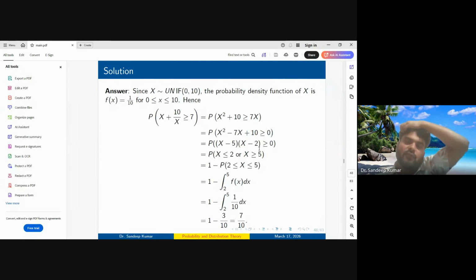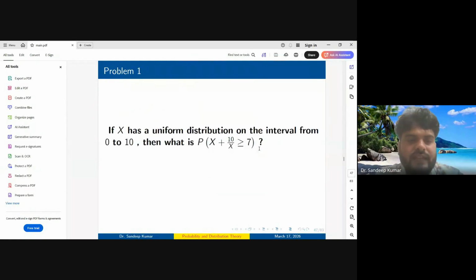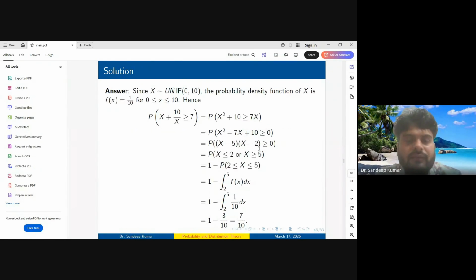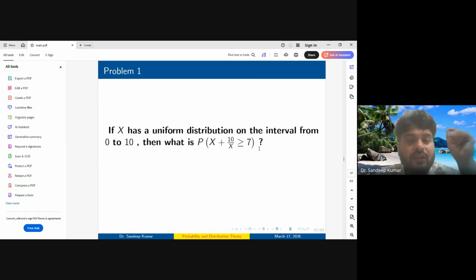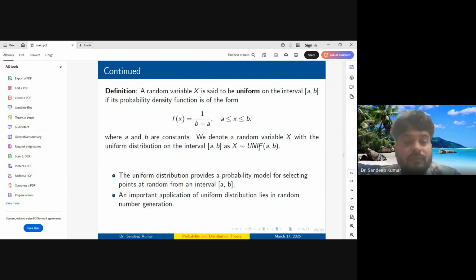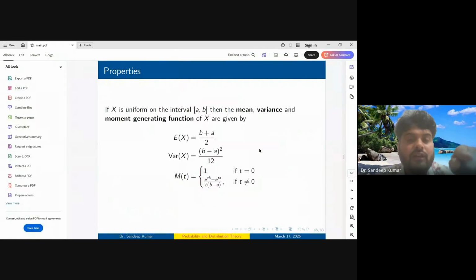Answer: since X takes values from 0 to 10, X follows a uniform distribution. Here a equals 0 and b equals 10. The probability density function of X is f(x) = 1/10, because the PDF of the uniform distribution is 1 upon b minus a.